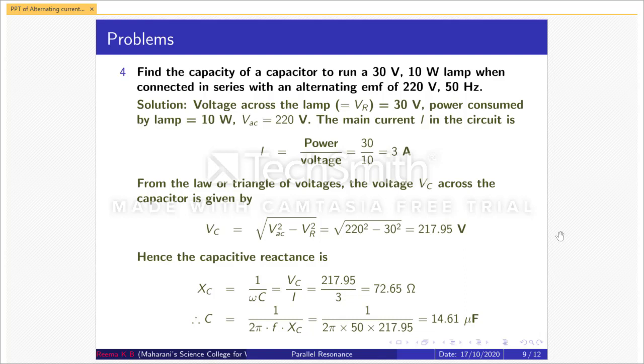Hence, the capacitive reactance is Xc = 1 by omega C, which is equal to 72.65 ohm. Therefore, expression for the capacitance is C = 1 by 2 pi F into Xc. So we get the value of capacitance as 14.61 microfarad.